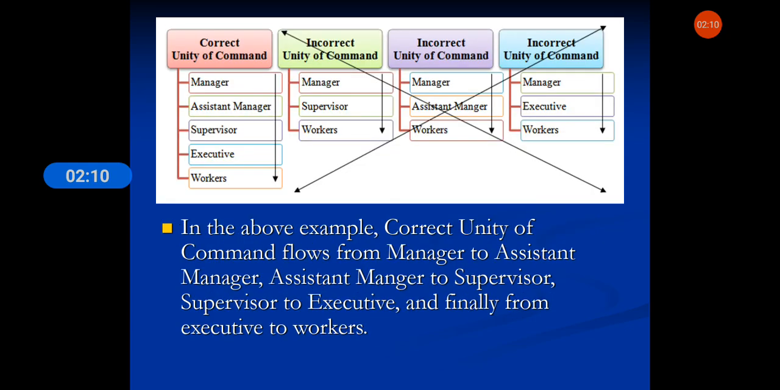In this slide, you can see an example of how the correct unity of command is maintained. First, there is a manager who gives orders to his assistant manager. The assistant manager can give orders to the supervisor. The supervisor then gives orders to the executive, and the executive then gives orders to the worker.